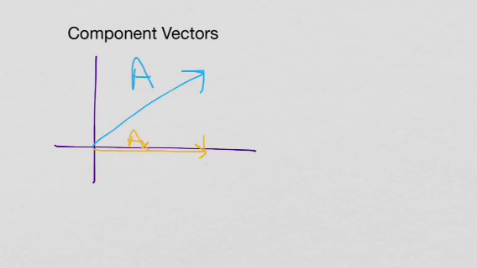And we can also have the vector that shows the amount that A goes in the y direction. And so we can write this as that vector A is the sum of A sub x, the A component in the x direction, and A sub y, the component of A in the y direction. And if we did add these together, we would get A, and it would give us the appropriate direction.